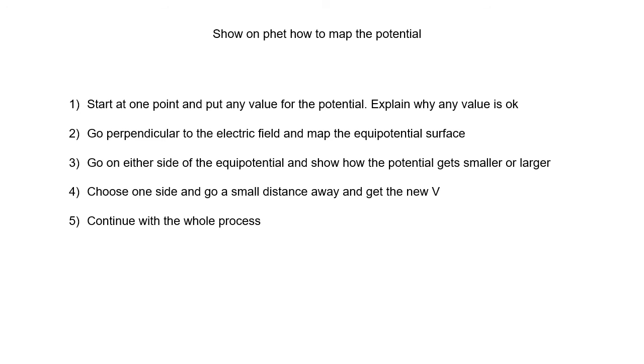And so the procedure, if you look back and we just outline the procedure: you start at one point, any point, and you put any value of potential. And we explained why in detail. And then you go perpendicular to the electric field and you map out the equipotential contour. And then you can go on either side of the equipotential contour and show how the potential gets bigger or smaller. And then you choose one side and go a certain distance away and get the new value of potential based on the infinitesimal circle equation. And then you continue the whole process and you map out the whole electric field, the whole potential.